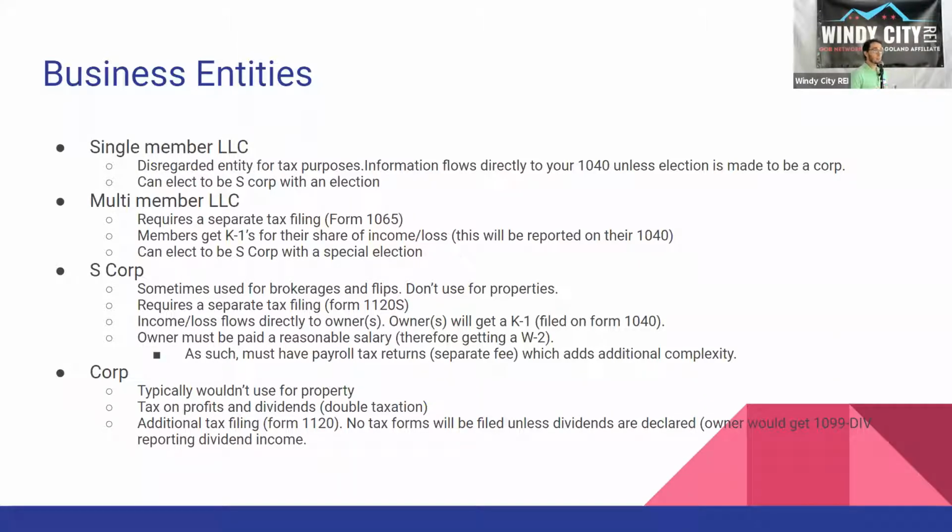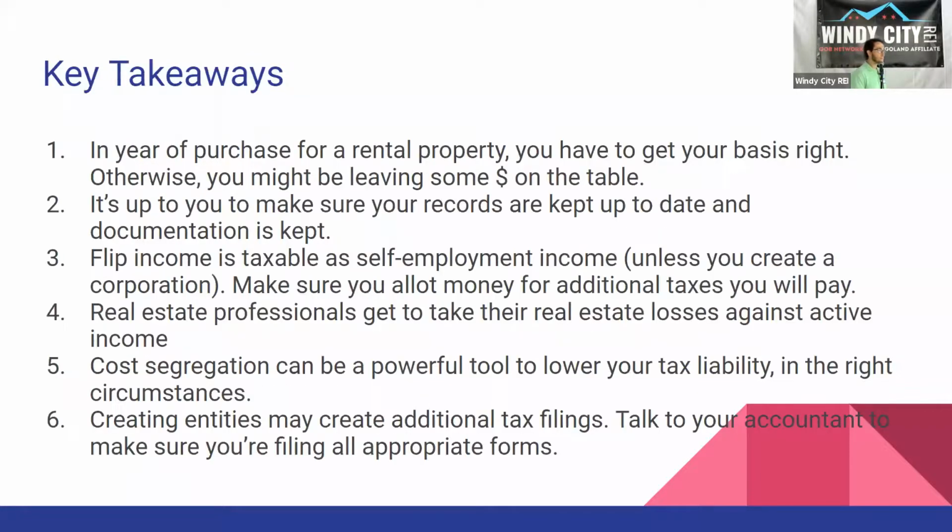And then the dividends would be taxed at your rate, which is probably 15 or 20%. This is an additional tax filing as well. It's the Form 1120. And there's no other tax forms that need to be filed unless you're declaring dividends and paying those out to any investors, which would be the 1099-DIV. So if you have a brokerage account with TD Ameritrade, Schwab, or similar, that is when you would have to mail those out to the investors.